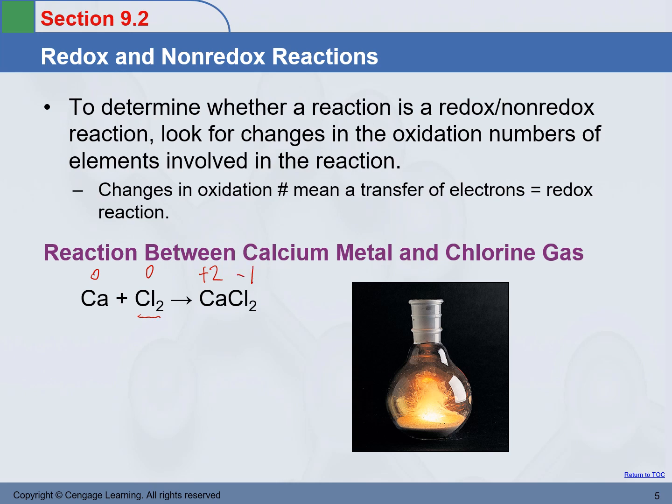Now, when you look at this, the oxidation number for calcium changed before and after reaction. The oxidation number for chlorine changed before and after reaction. Therefore, this is a redox reaction. Are you guys following me?